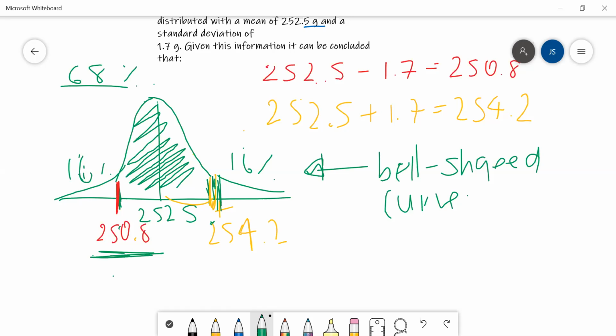Now, how is this going to help me? Well, if the question asked you how much percent is from 250.8 to 254.2, you could say directly it's 68%.